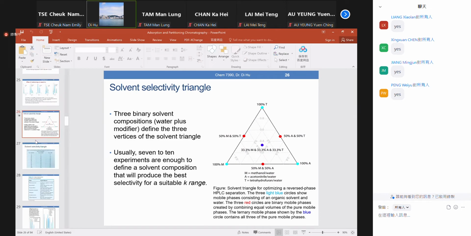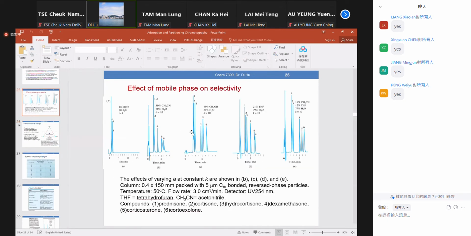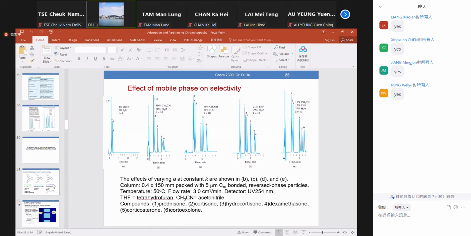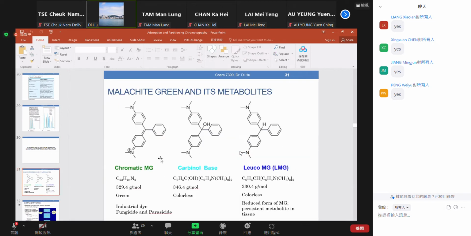So we use this example to show, for reverse phase, we can use water to adjust that, and then add different organic modifiers. The normal ones are ACN, methanol, and also THF, and then you play with that. Here again I'm just using isocratic, but later when you're using a solvent program, it is still the same concept. After that, we started talking about one example, which is Metcon green.